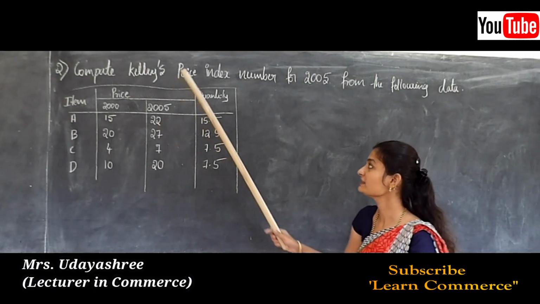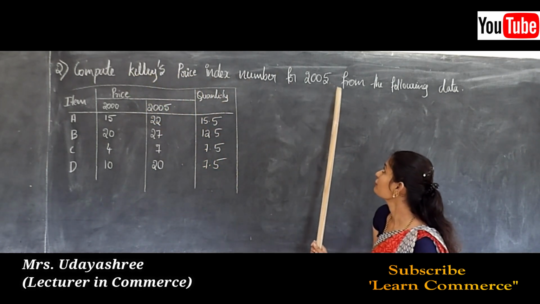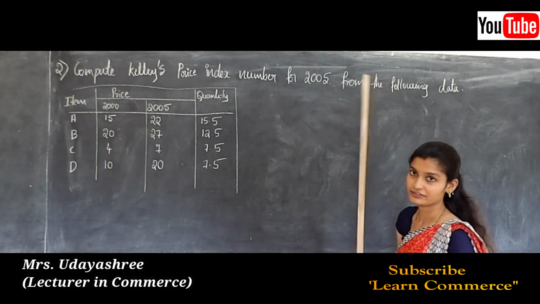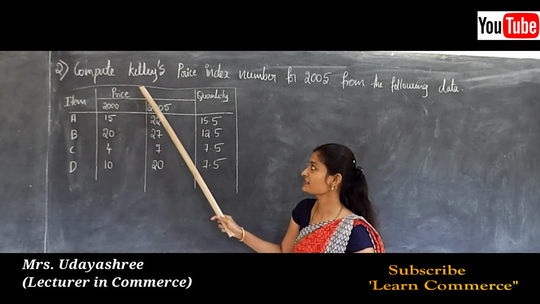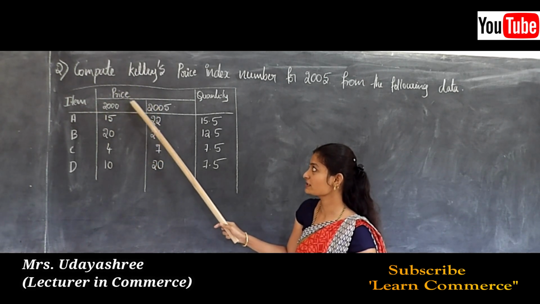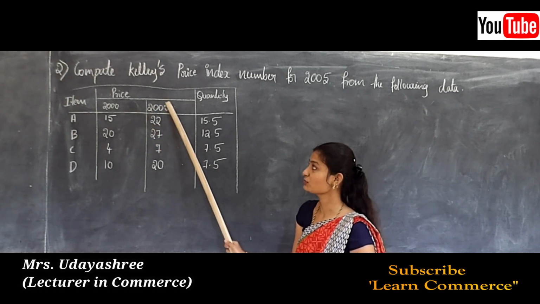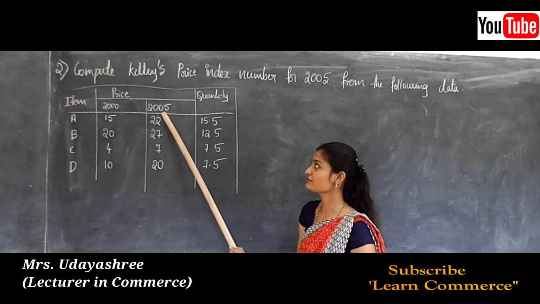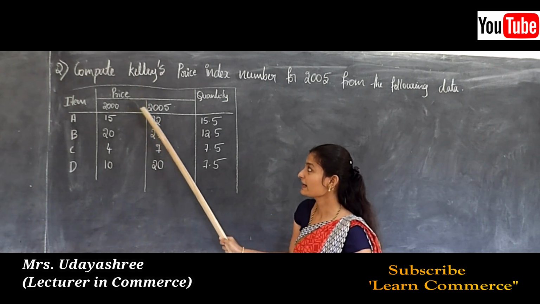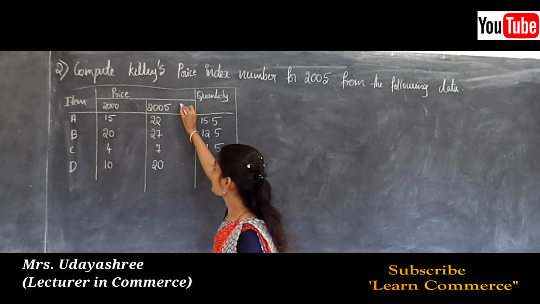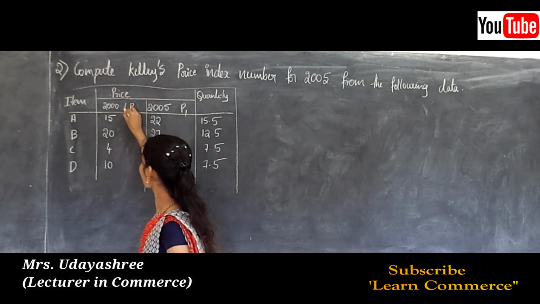Now let us see the second problem, that is compute Kelly's price index number for 2005 from the following data. Here one set of data is given. First column is items, next is price of 2000 and price of 2005. We know 2005 is current year and 2000 is base year. So price of current year is denoted by P1, price of base year is denoted by P0.